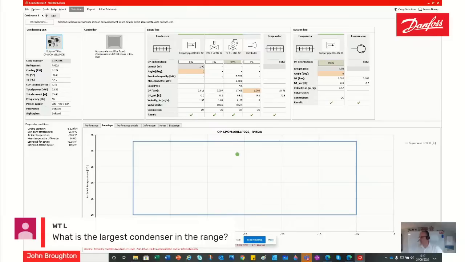Okay. So, generator. What's the largest condenser in the range, or condensing unit? That is a very good question. It depends on the range of the units, whether it is the slim pack, the plus, or the inverter units. It depends on the evaporating temperature and condensing temperature. So that has to be looked at depending on the application, to be honest. It needs a little bit more information.